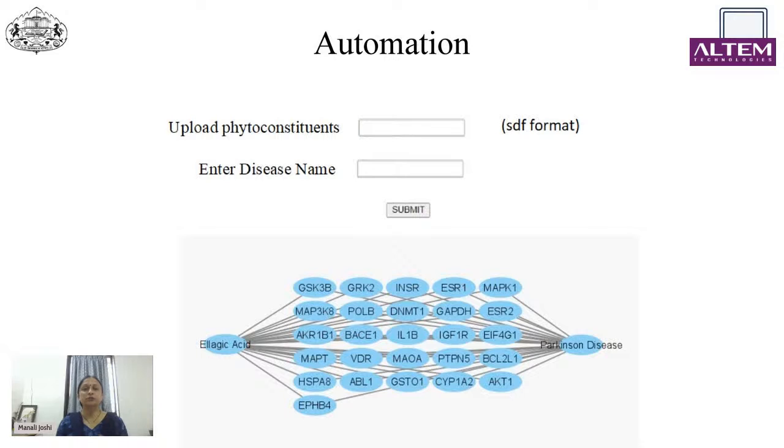Our hope is to release it as such. The user will have an interface, and we are working hard to get this to you all soon, where the user just has to upload the phytoconstituents in SDF format, enter disease names, and click submit. Like I said, at the click of a button the user will get a network. Depending on how complex the input is, if you give just one phytoconstituent and one disease, you'll probably get an output in a minute.